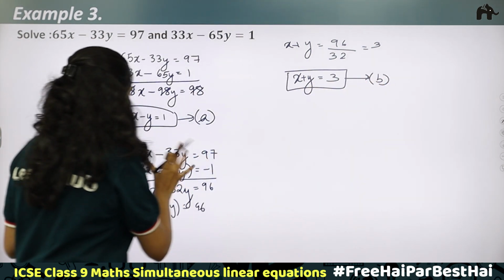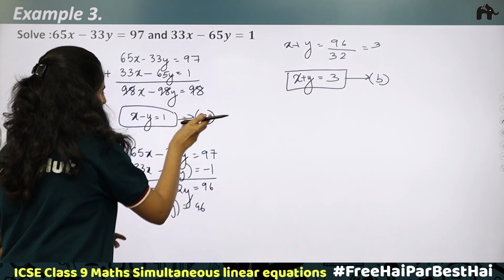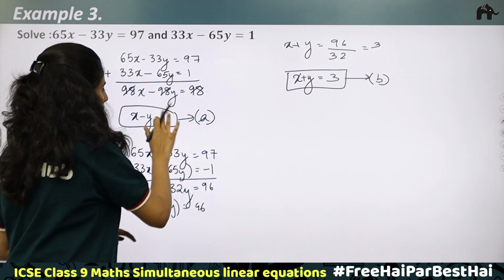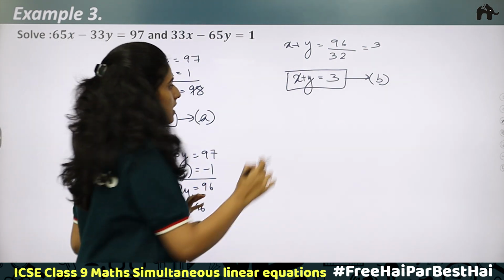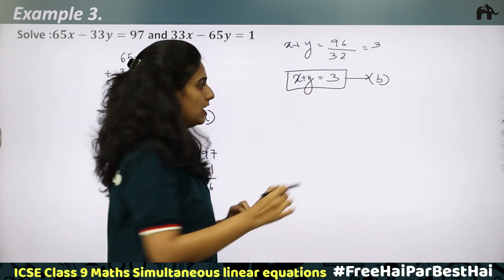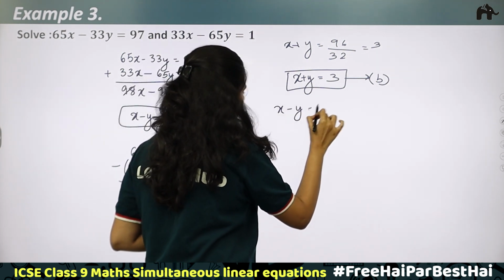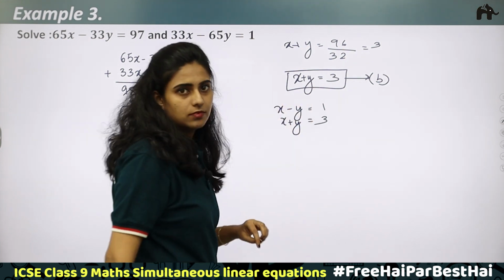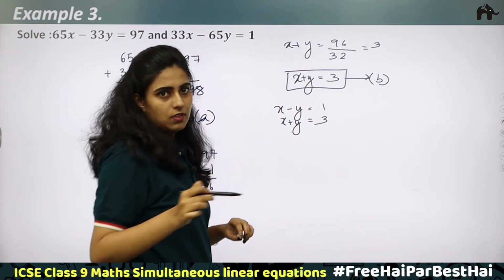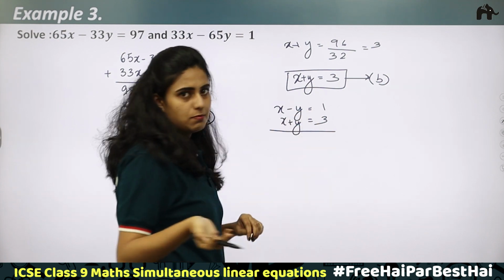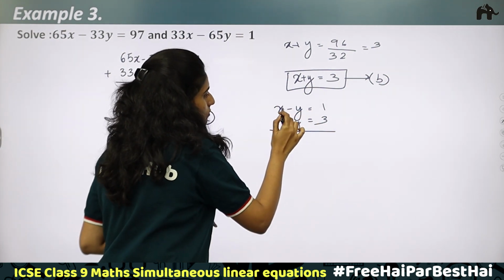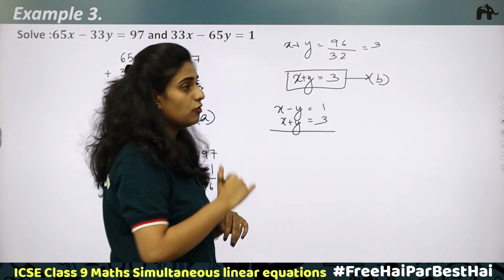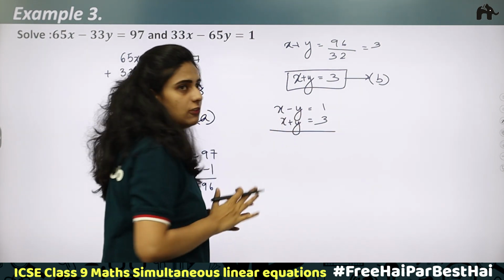Okay, two simple equations we have. Equation A is x minus y is equal to 1 and equation B is x plus y is equal to 3. x minus y equal to 1, x plus y is equal to 3. You can see the coefficients are the same. Now, either adding or subtracting. If you are subtracting equation 1 and equation 2, then the x term will be removed. If you are adding, then the y term will be removed.